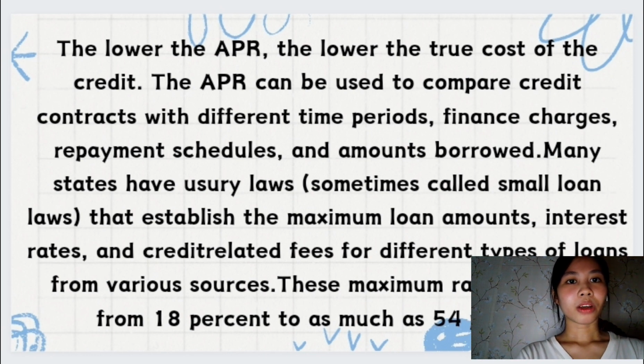Many states have usury laws, sometimes called small loan laws, that establish the maximum loan amounts, interest rates, and credit-related fees for different types of loans from various sources. These maximum rates can vary from 18% to as much as 54%. The laws of the state in which the lending institution is located apply, rather than the laws of the state in which the borrower lives. These regulations apply to the annual fee, late payment fee, and other fees charged on a bank credit card.